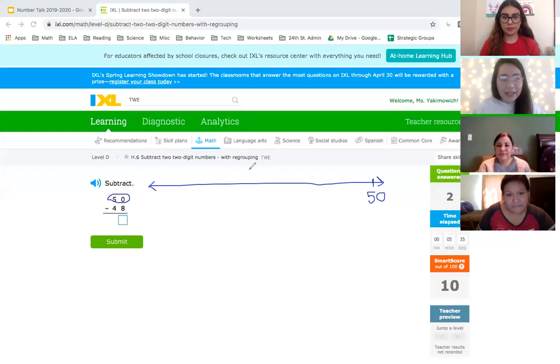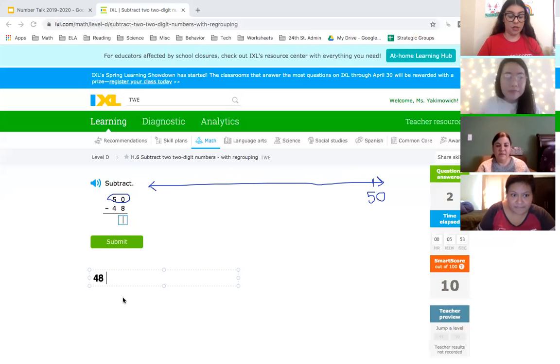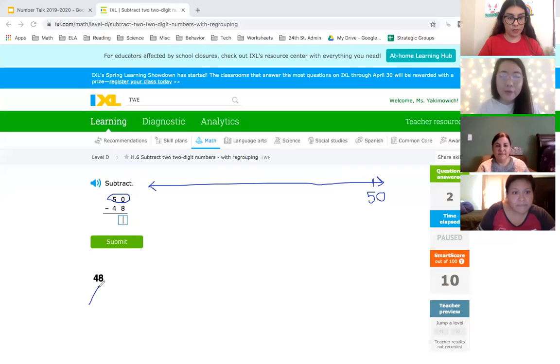Okay, so we have 50, and then what do I do next, Ms. T? Then I look at my next number that I'm subtracting, which is 48, and I think I'm going to count by breaking down the 48 into 40 and 8. So let me write that right here so that we know how we're decomposing this number. So 40 and 8. Because we see that 40 plus 8 makes 48.